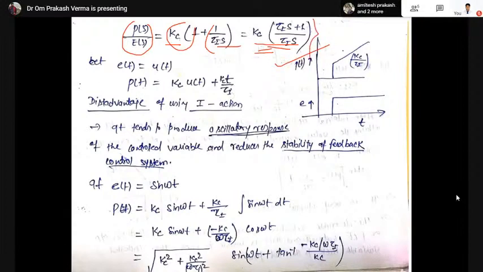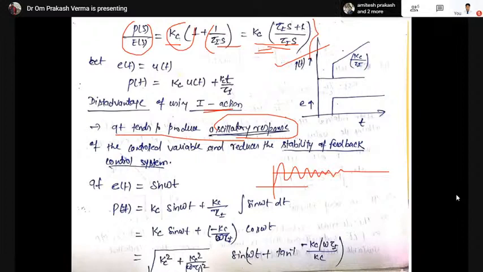Now, what is the disadvantage of the integral controller? As I told you, this is the oscillatory response. Oscillatory response means until your response settles, it will always give error. So this is a problem with the integral controller, right? Therefore it is sluggish, right?